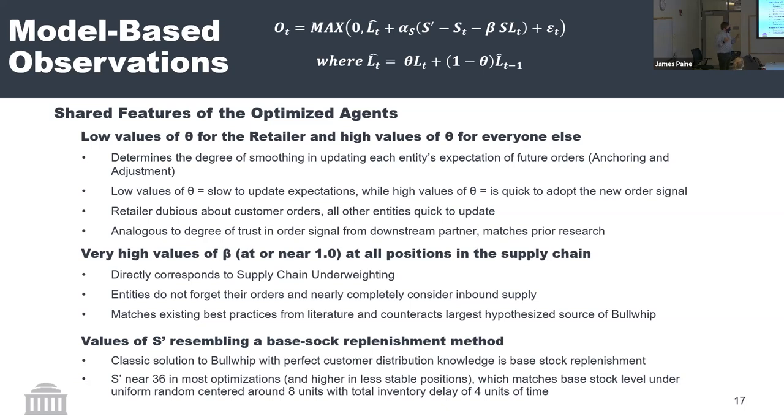So this is where I would say this is an opportunity to reinforce existing research around the space, saying that we've said that trust in supply chains matters, and supply chain underweighting is dangerous in a supply chain. This kind of reinforces those general observations, though within a small black box.